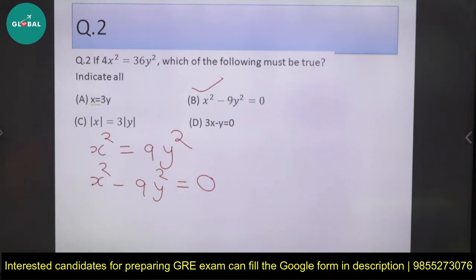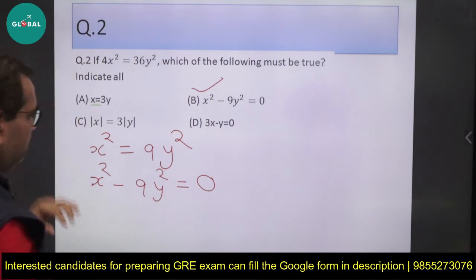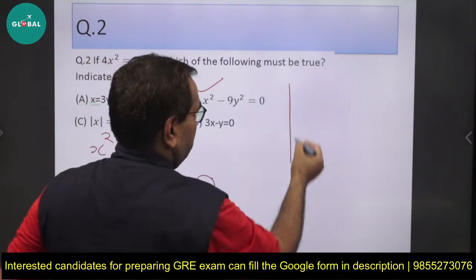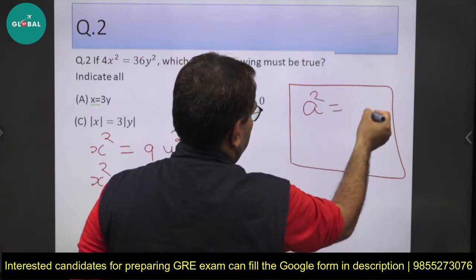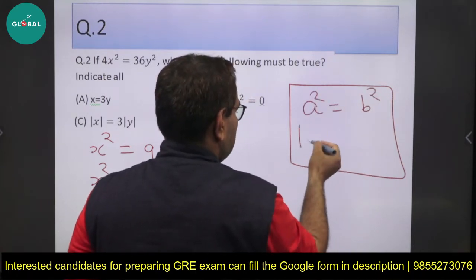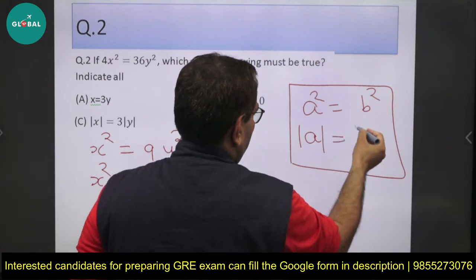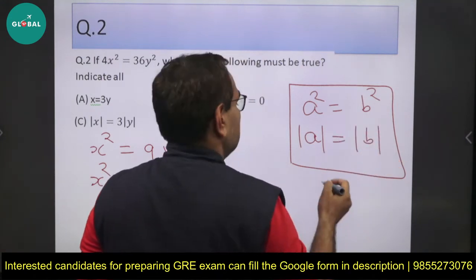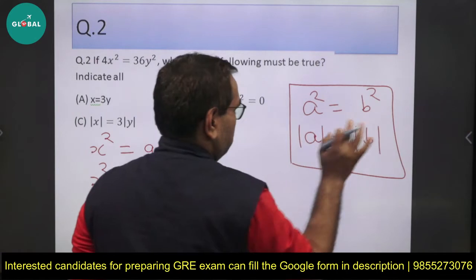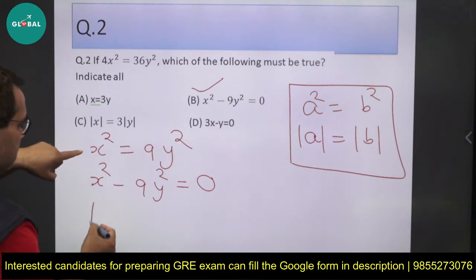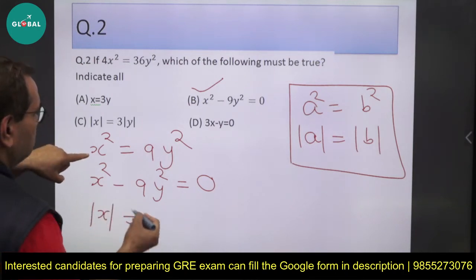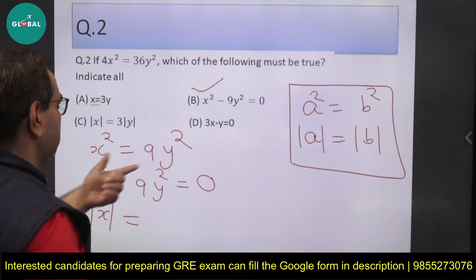Okay. Now what are the other options? Always remember this important condition: if a square is equal to b square, then modulus of a is definitely equal to modulus of b. Remember this. So here we can write that modulus of x must be equal to modulus of 3y.